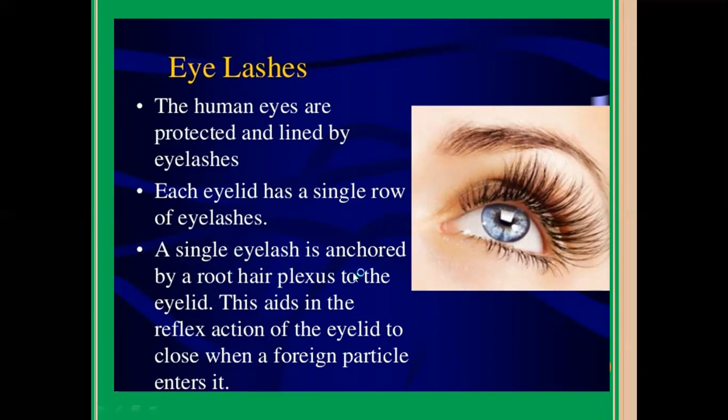A single eyelash is anchored by a root hair flexed to the eyelid, and this helps in the reflex action of the eyelid to close when a foreign particle enters. I told you before, our eyes have direct contact with air, and from the air, bacteria and also some dust particles can go into our eyes. So eyes are protected by the eyelids and eyelashes. Is it clear?